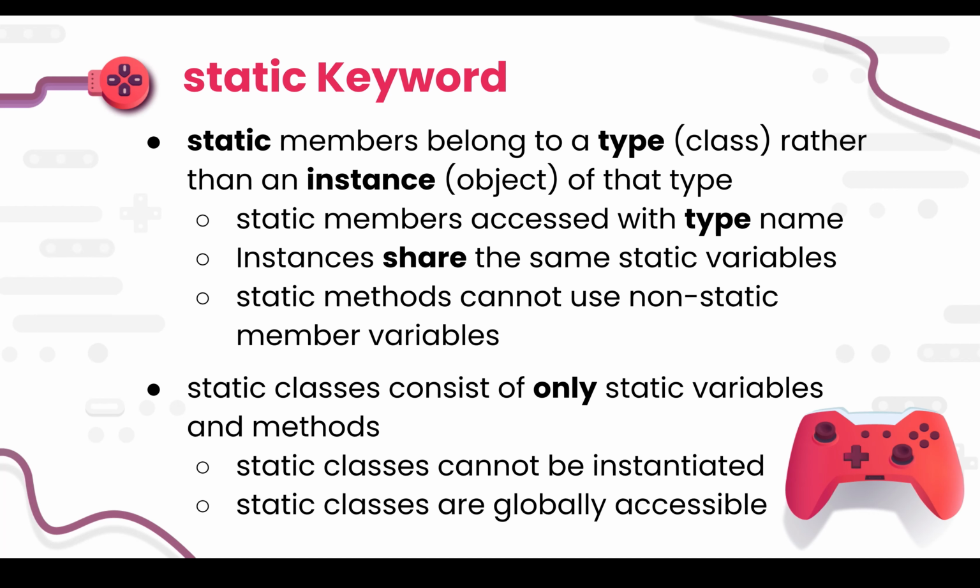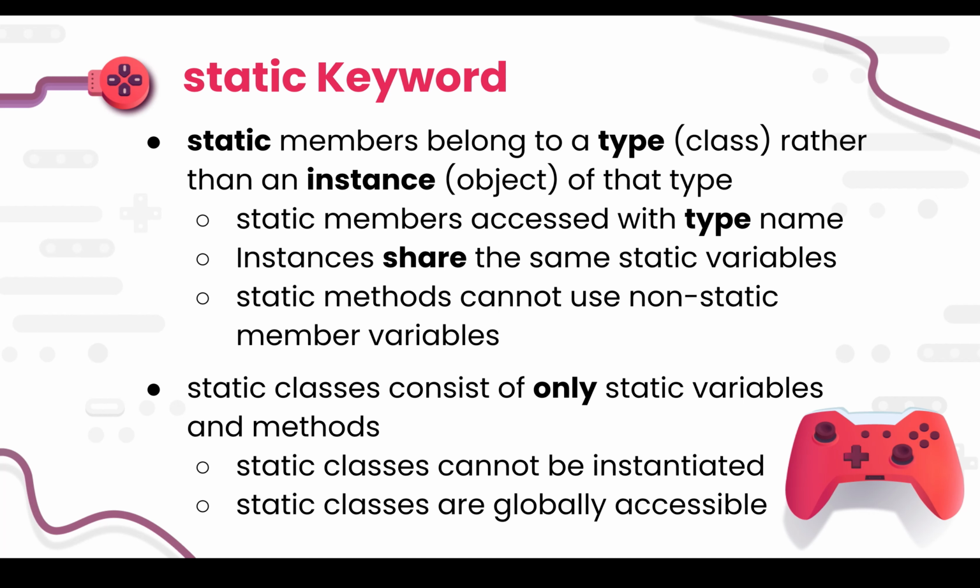So, for example, if we have a car class with a static max number of wheels, then all instances of car will have the same max number of wheels, whereas each car can have a different number of wheels. So static members can be accessed with the type name instead of the name of an instance of that type, and different instances share the same static variable.